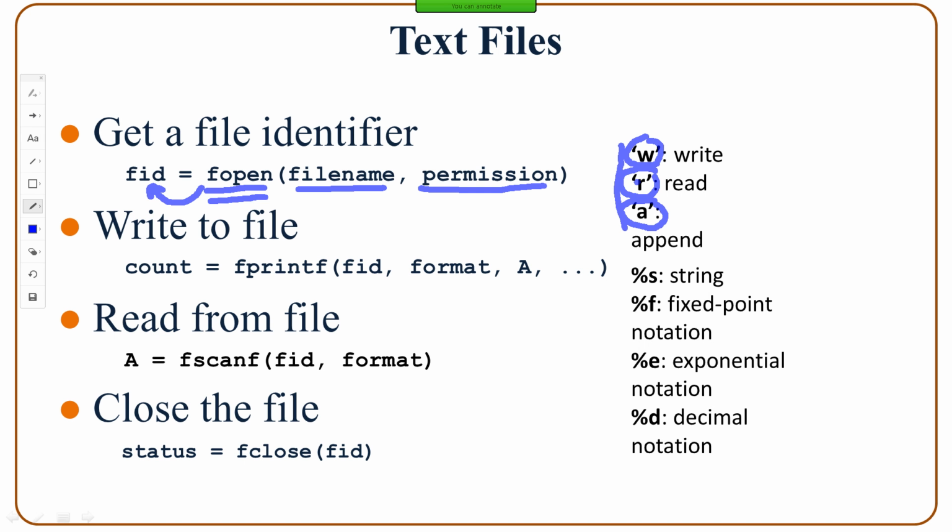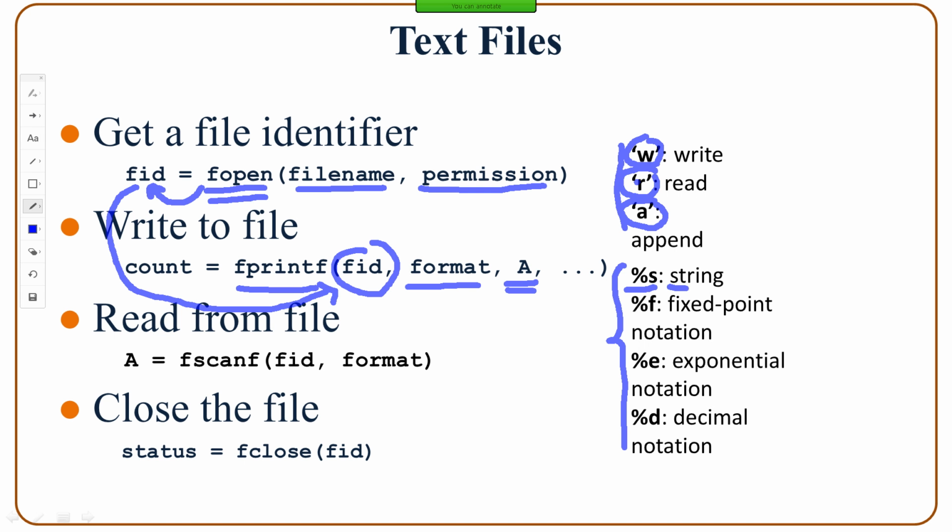On the right, we have the list of the formats. The percentage S is to specify strings. The percentage F is to specify fixed point notation. Percentage E is for exponential notation, and the percentage D is for decimal notation. In order to read from files, use fscanf, and you give it the file ID and the format. The data is read into a variable on the left. When you open a file, you need to close the file. So you close the files using fclose and give it the file ID.